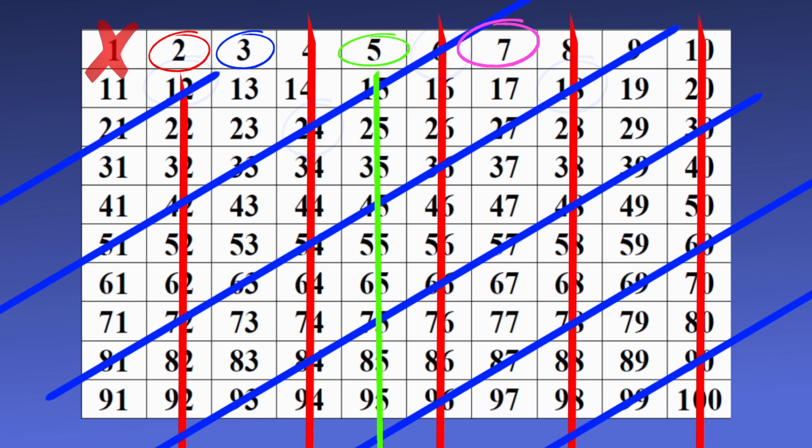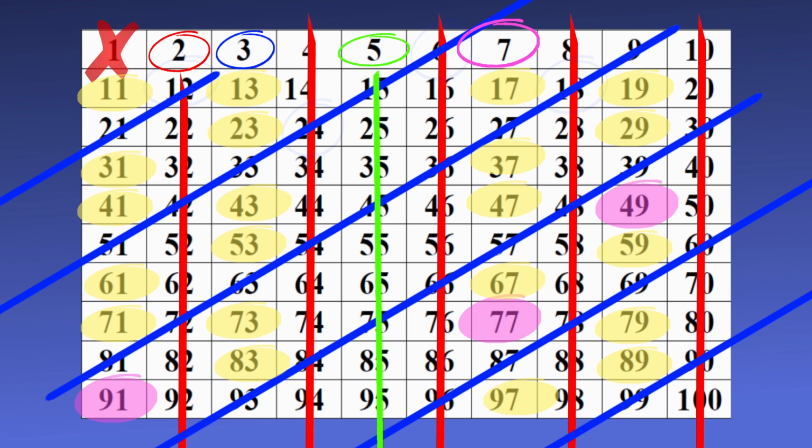Finally, let's eliminate multiples of the prime number 7. Well, several of 7's multiples are already eliminated because they are multiples of other primes smaller than 7. We've only got a few left now, 49, 77 and 91. Now look at the numbers that we have left. None of these are multiples of any of the 4 primes we've already looked at. These are all the prime numbers between 1 and 100.